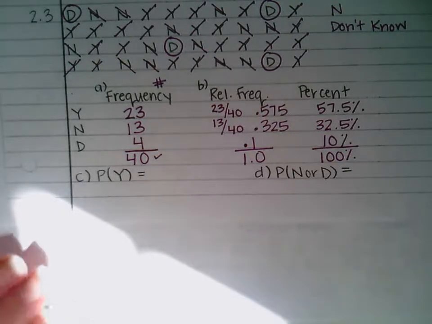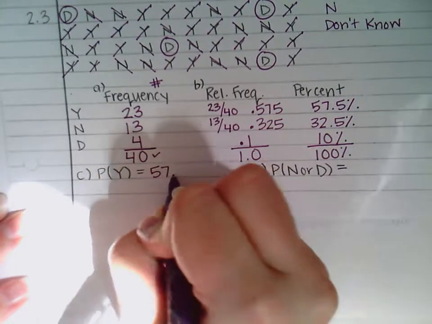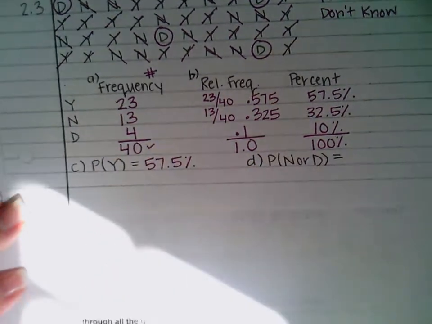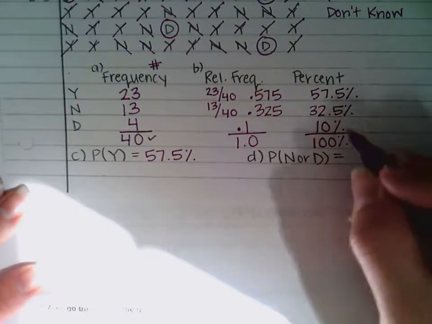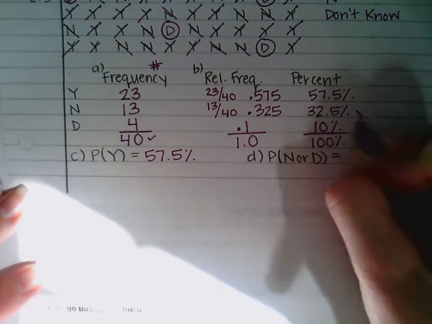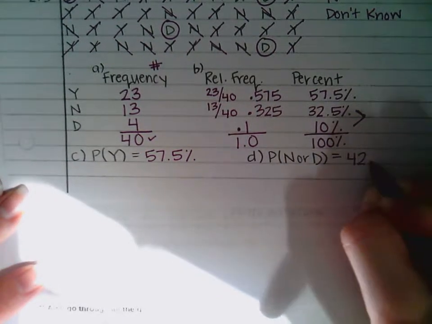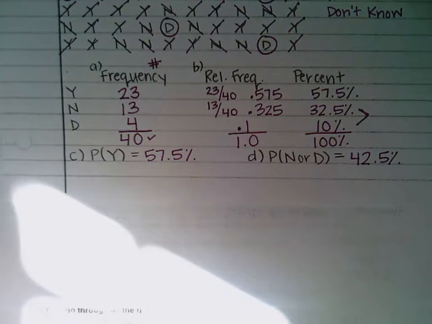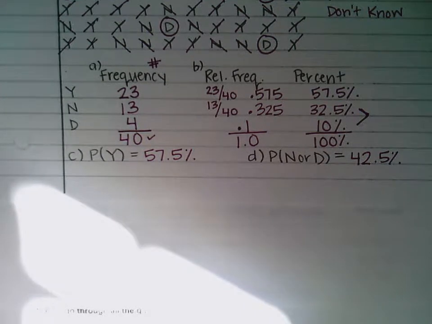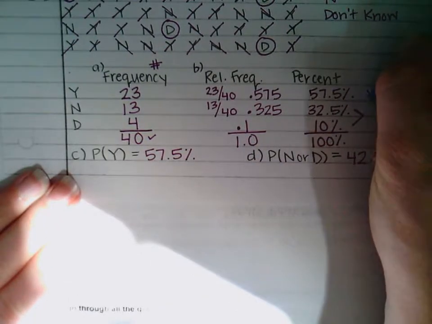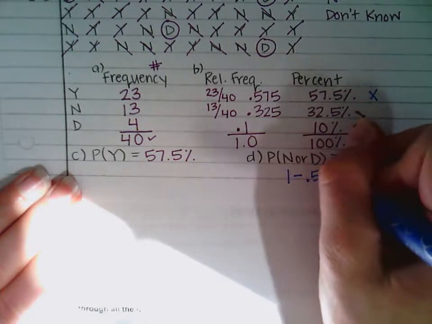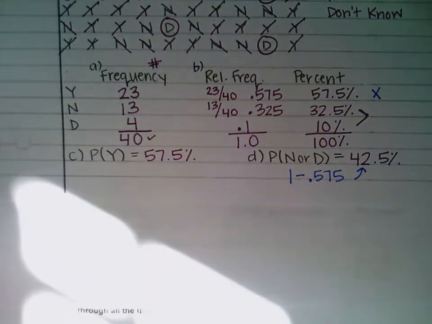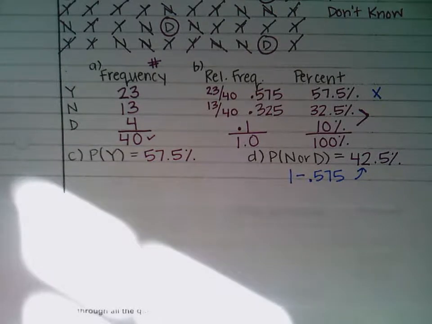Part C says, what's the proportion of yeses? Well, we can just use our diagram here to say 57.5. And then the next one says no or D. So I can just add these, which is one way to do this. Also, even though this isn't a chapter 2 topic, N or D would be the complement of Y, so it would be anything that's not Y. So you could also do like 1 minus the Y response, and you would be able to get the answer there because everything should add to 1 or 100.